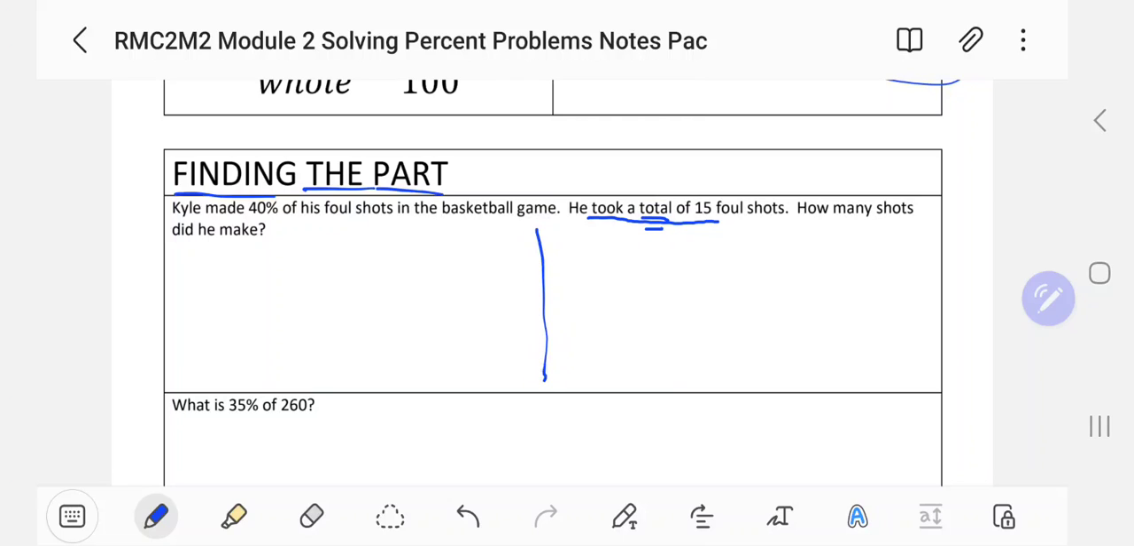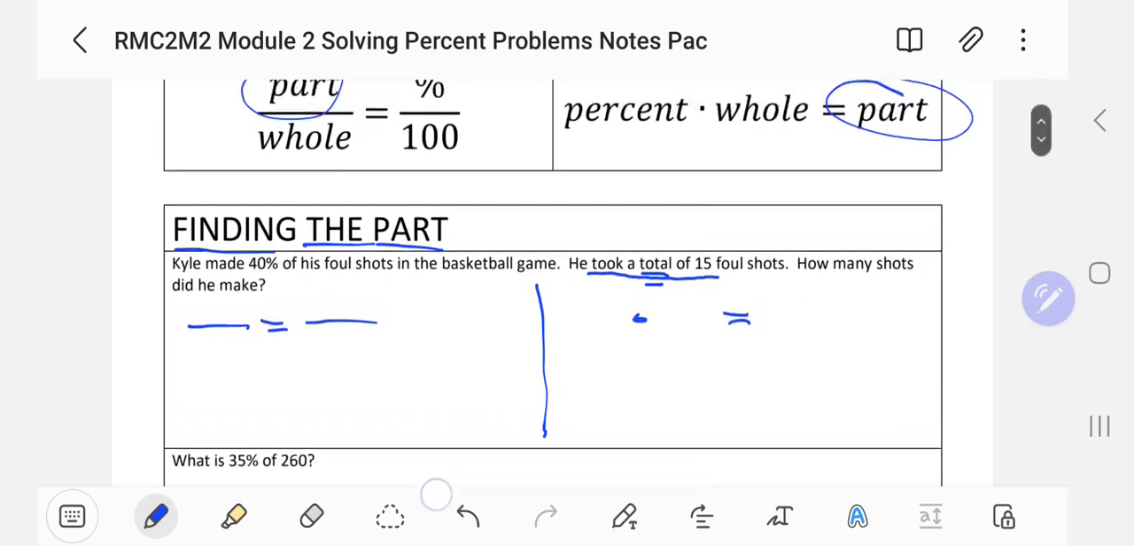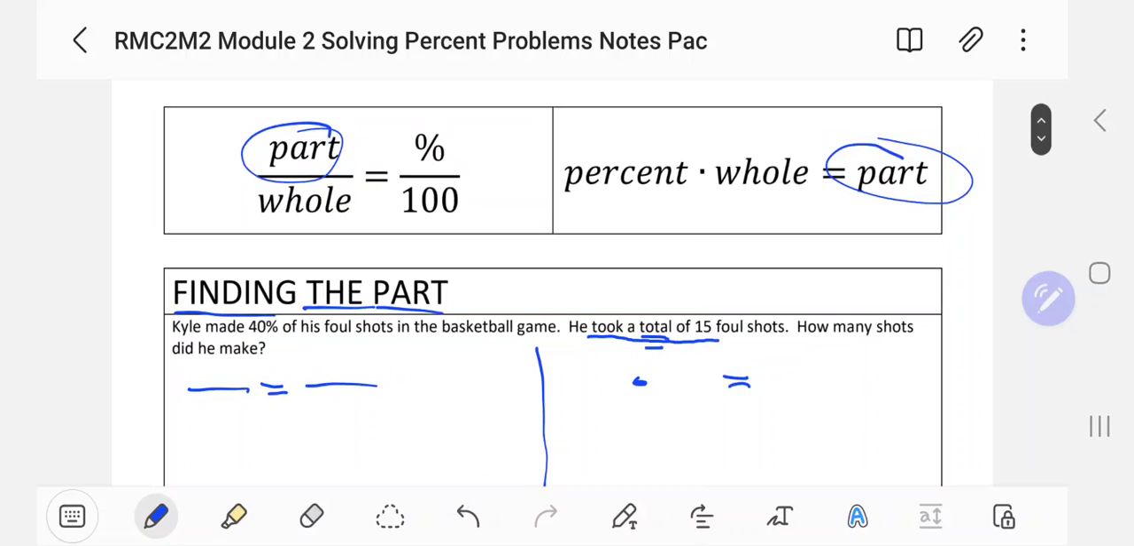So we're going to divide this in half. We're going to show the proportion way over here. And then we're going to show the equation way over here. And I'll just scroll down so I can see those little formulas for us. Okay, so it said 40%. So when we find percent, we know percent means out of 100. So that goes over 100.